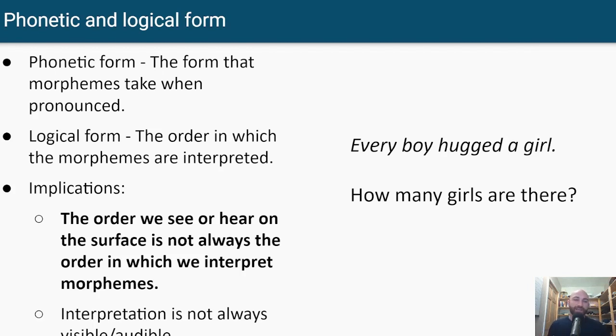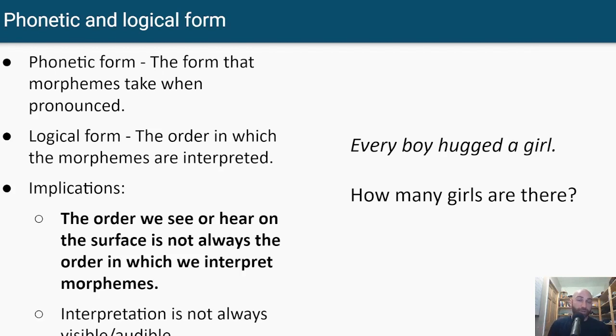But the idea is that in any given sentence, we may have a mismatch between how the sentence is pronounced and how it is interpreted. And so we have to separate out these two things. So the example sentence we have is, every boy hugged a girl. So the question is, how many girls are there? The sentence is actually ambiguous. So it could be the case that every boy hugged a single girl, in which case there's only one girl. Or it could be the case that every boy hugged any girl. So there could be 3 girls, and every single boy in whatever group hugged at least one girl.